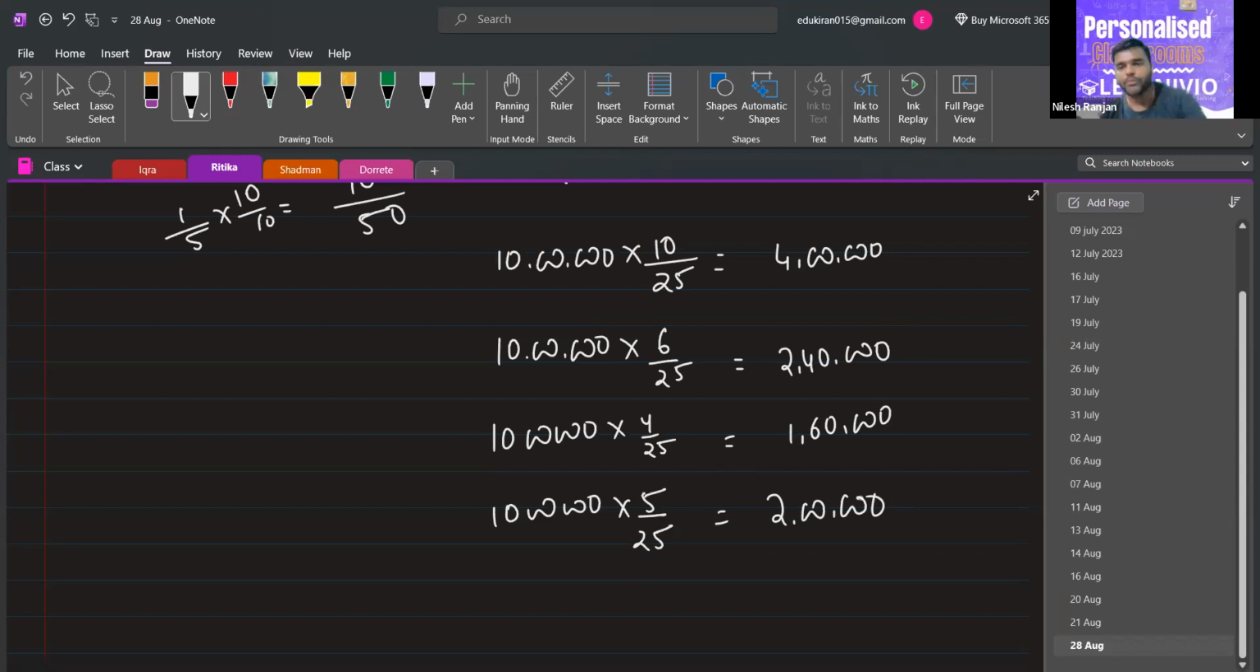Now, whatever their actual capital is, these are proportionate capital. So whatever their actual capital or adjusted capital given in the question, we have to compare these proportionate capitals with their adjusted capital. So whatever surplus or deficiency there is, we have to bring or withdraw cash according to the surplus or deficiency.